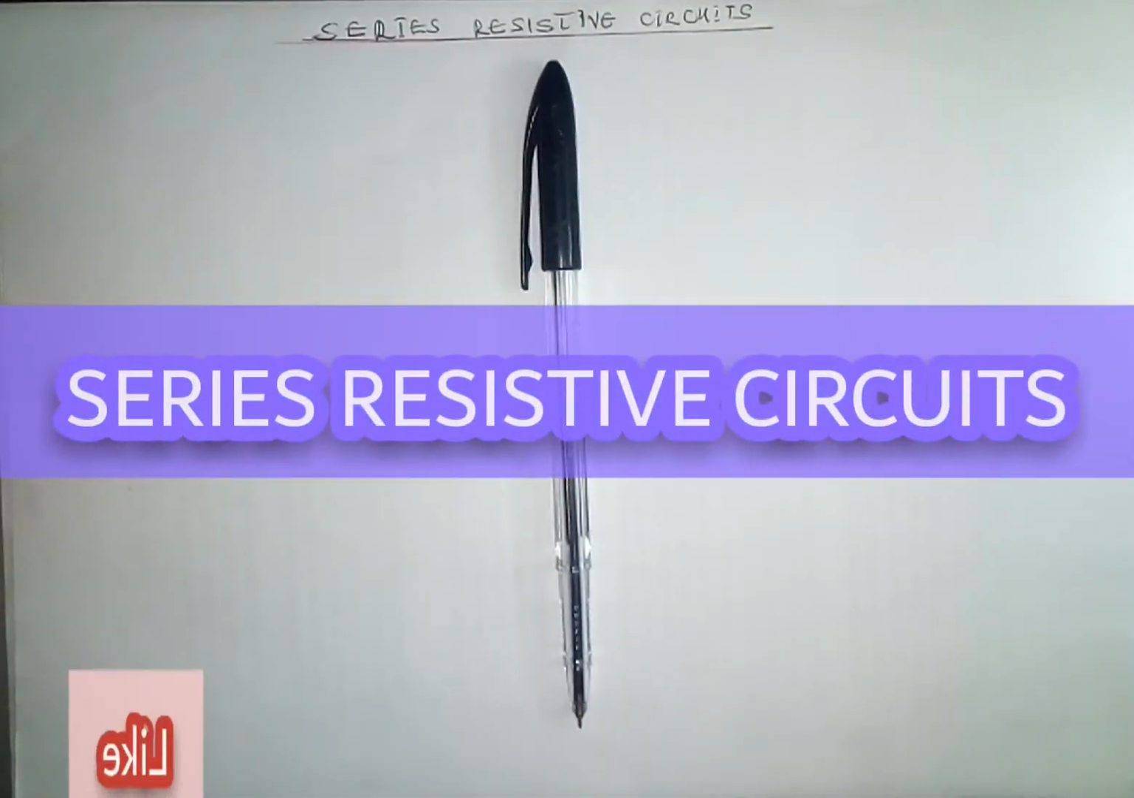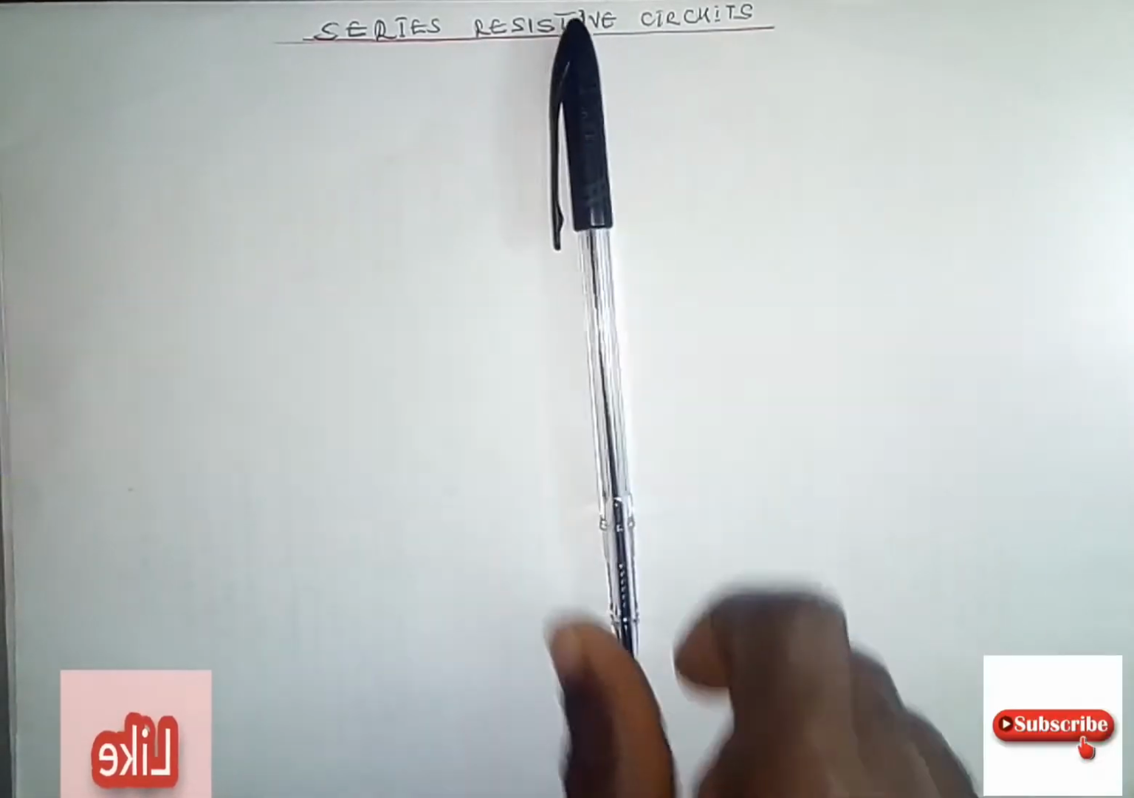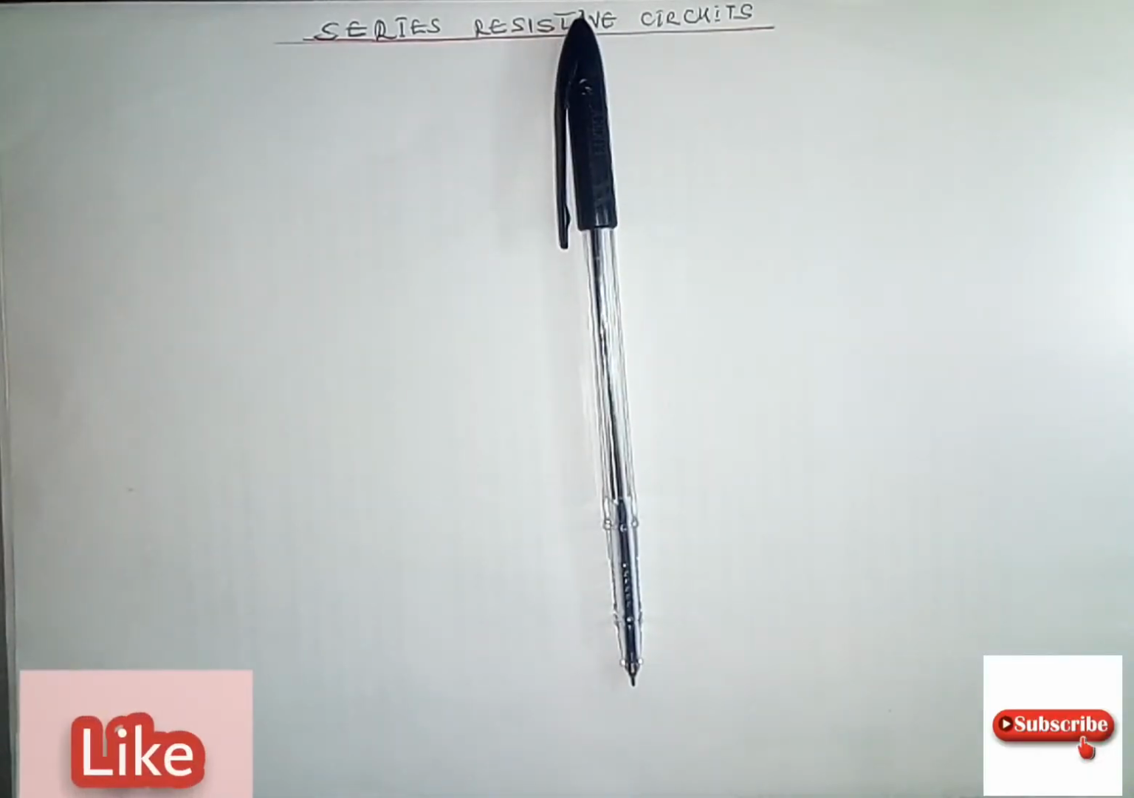Welcome back, viewers. In this class, we are going to be looking at series resistive circuits. So that is what we have here. When we are talking about series resistive circuits, we are talking about the pattern in which resistors can be arranged in a circuit. We have two patterns that we mostly talk about in electrical circuits, which are the series pattern and the parallel pattern.